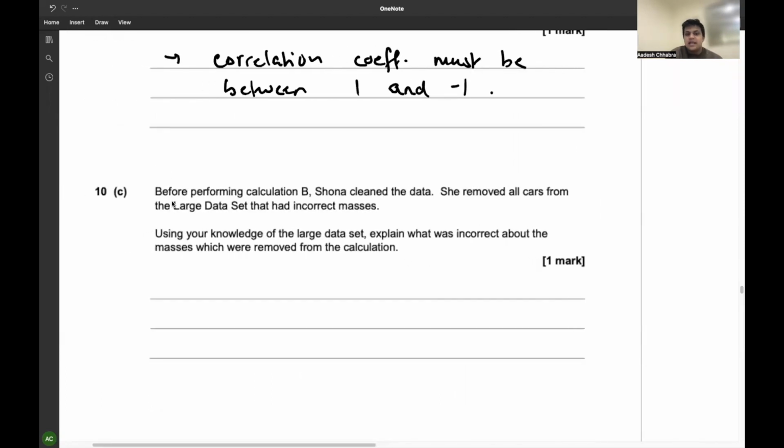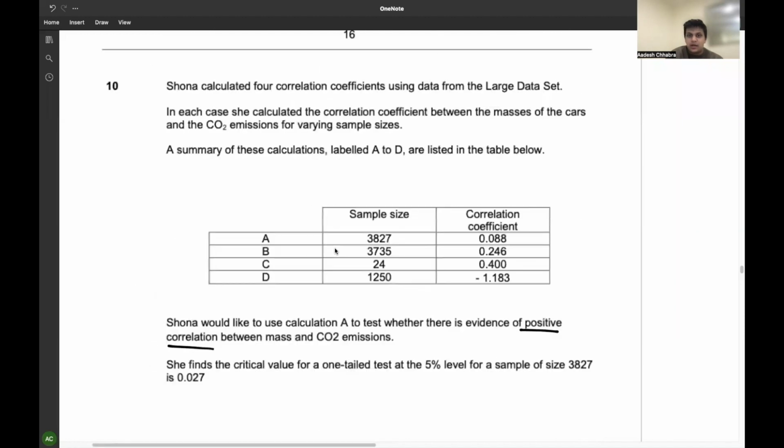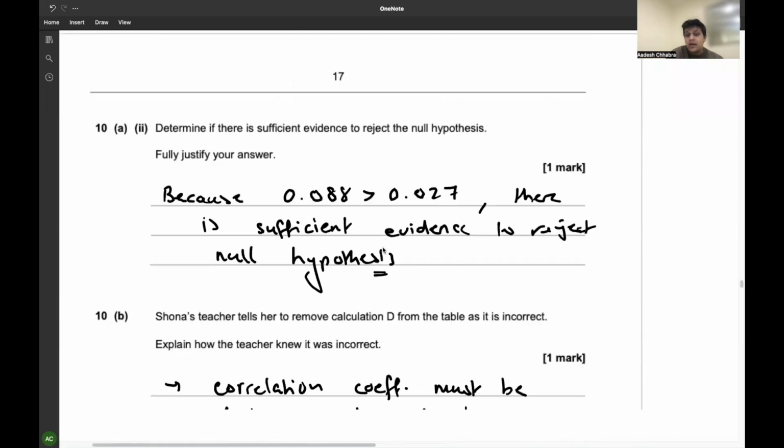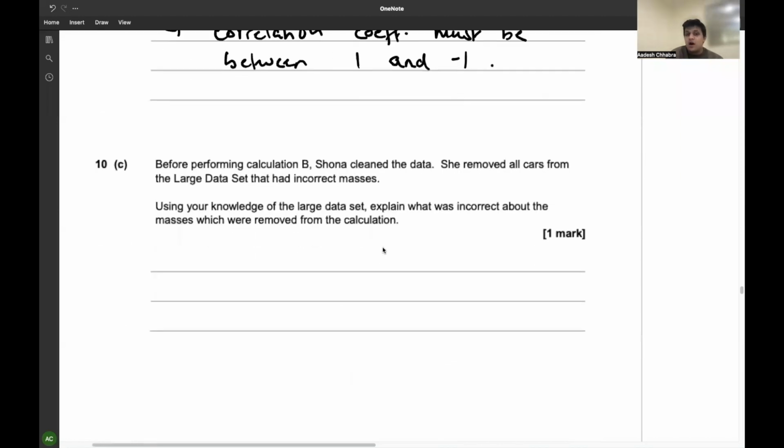In question 10C, it's been said that before performing calculation B, Shona cleaned the data. She removed all cars from the large data set that had incorrect masses. So we've been asked to use our knowledge of the large data set and explain what was incorrect about the masses which were removed from the calculation. Let's go ahead and look at B. From what we know about the large data set, there are also values of 0. So essentially what Shona must have done is remove those masses which were equal to 0. So essentially, the reason why they were incorrect is because they were 0.